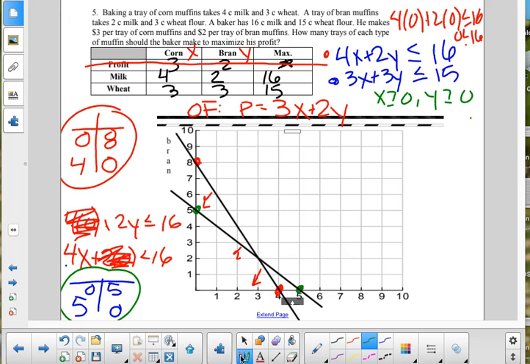When you plug 0, 0 into that one, is 0 plus 0 less than 15? Yes. So the answer is where these two shapes overlap. So where do these guys overlap? Well, what portion of the graph? Bottom left corner.